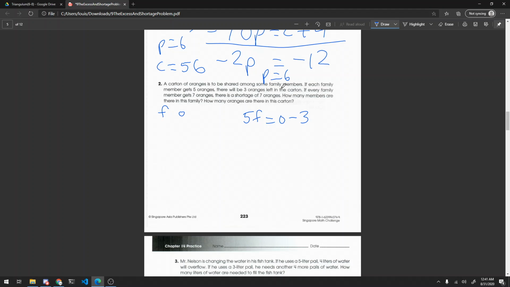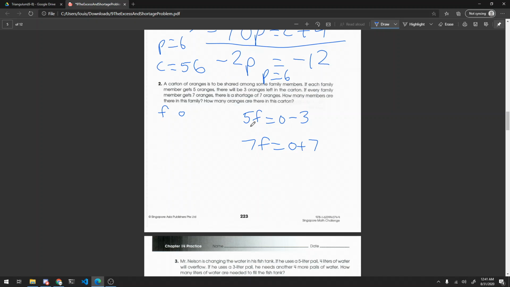we actually have. And for the second equation, if each family member gets 7 oranges, 7f, there will be a shortage of 7, so we went 7 over the number of oranges we had, so it's going to be O plus 7.